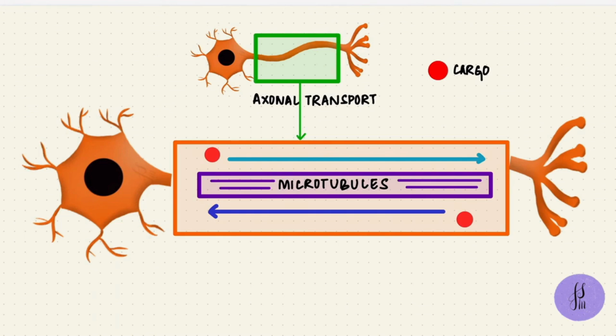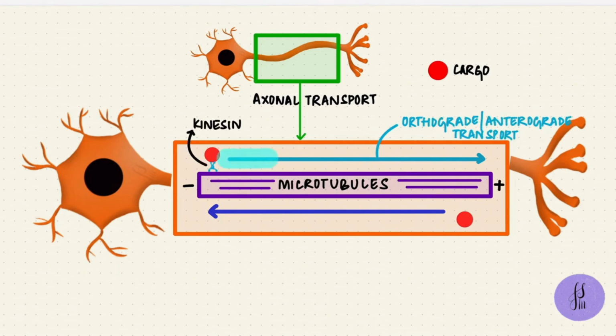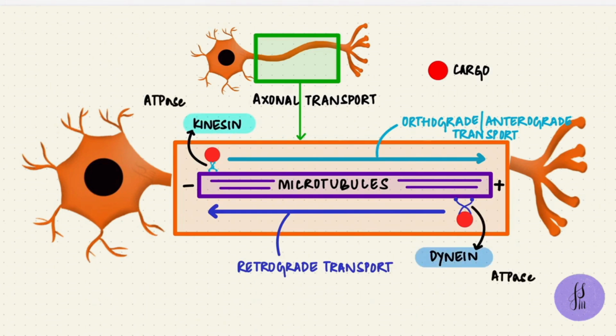Remember how the microtubules are polar? In the axon, the positive end is towards the synaptic terminals, and the negative end is towards the cell body. Movement towards the synaptic terminal is orthograde or anterograde transport, and that uses kinesin, from minus to plus. Now, one end of kinesin would bind to the microtubule and the other end to the cargo. Retrograde transport is from the terminals to the cell body, and that uses dynein, from plus to minus. These are both ATPases, so they hydrolyze ATP and they use that energy to move cargo in either direction. Kinesin for anterograde transport, dynein for retrograde transport.